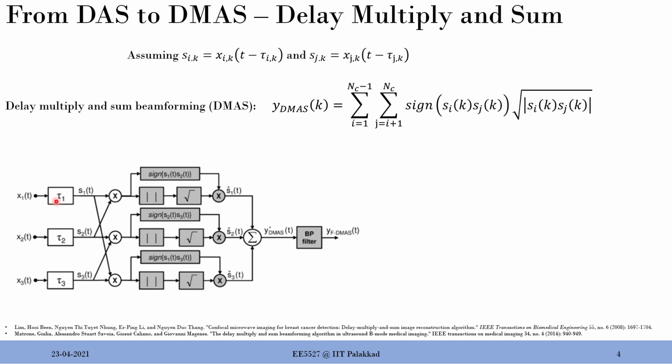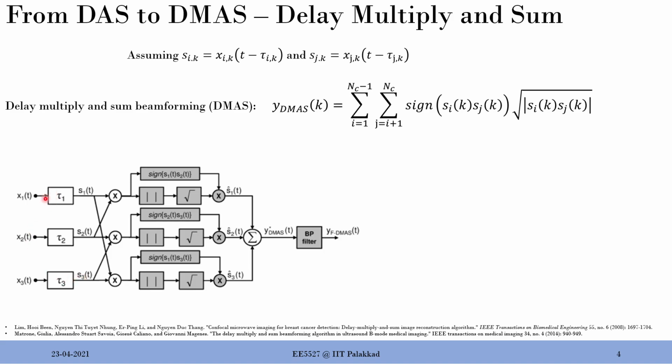So let's assume that it will be tau1, tau2, tau3 corresponding to a pixel k and corresponding to each of these transducers. So you identified that data, and that is nothing but s1 of t, just like we did it over here, s1 of t, s2 of t, s3 of t, and then you do cross multiplication. So s1 of t multiplied with s2 of t, and s1 of t multiplied with s3 of t, and s2 of t multiplied with s3 of t will come in the next step. Okay, so that's the thing.